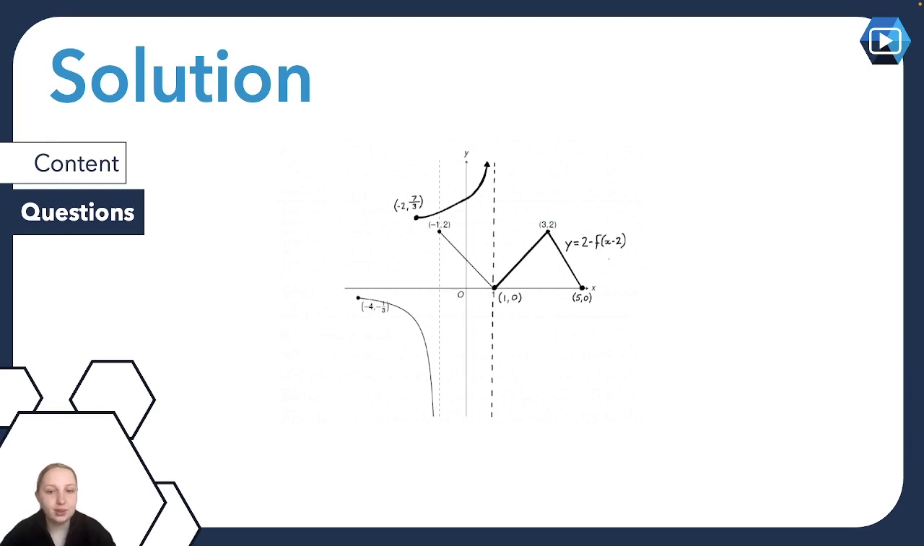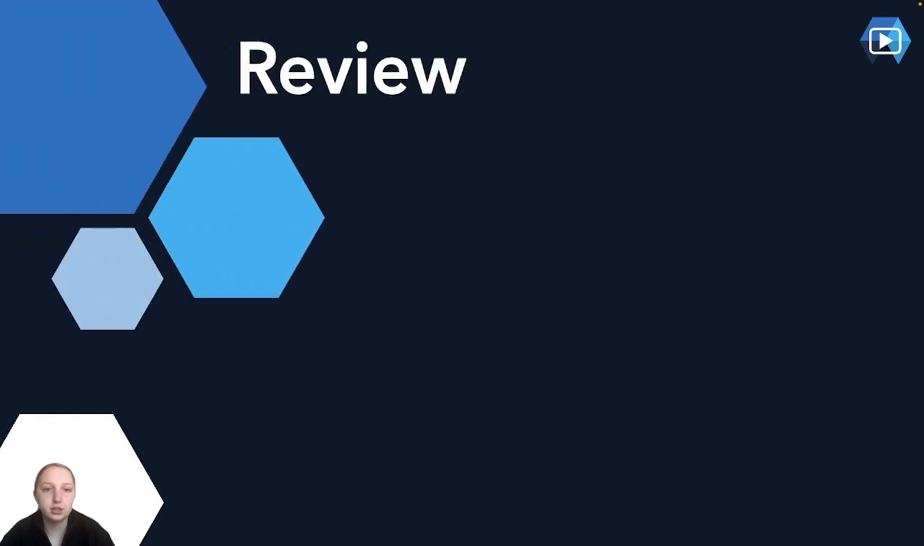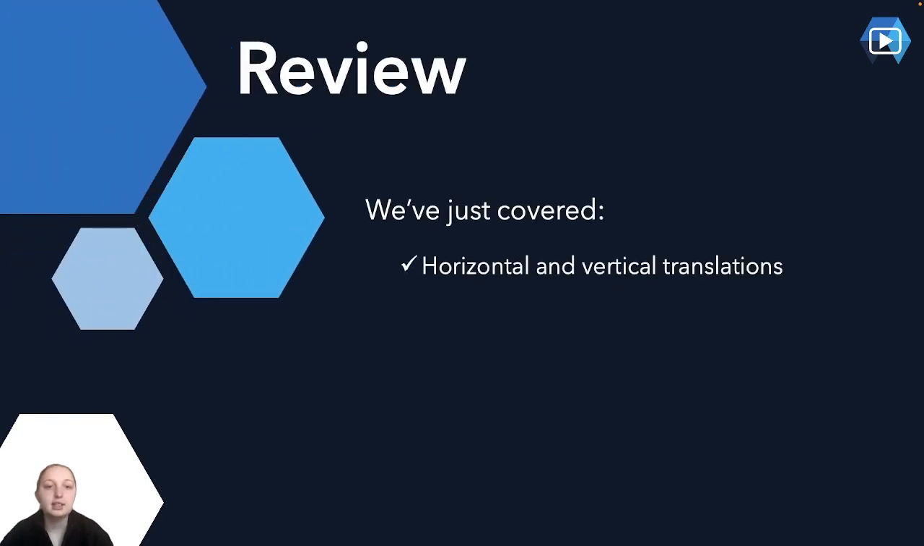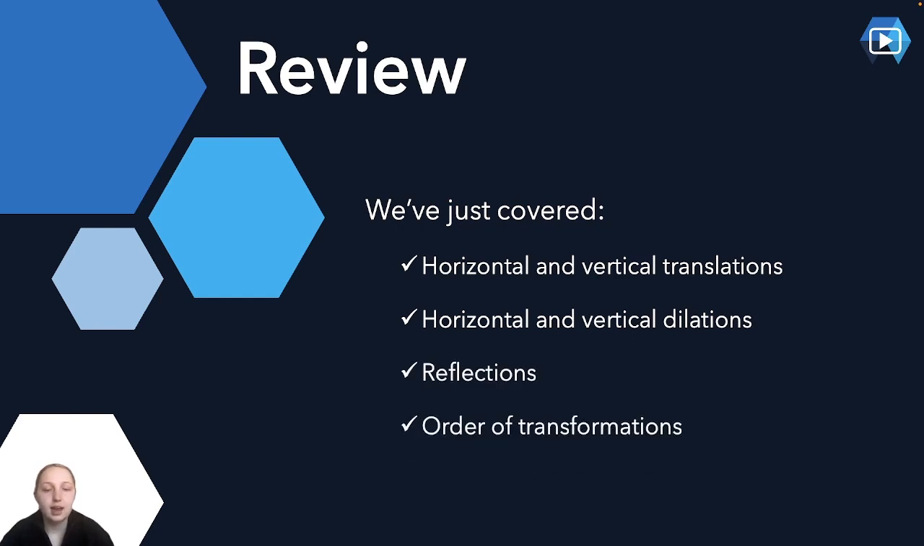So that's all for today's questions. So we'll have a bit of a review to look at what we've done in today's video on function transformations. Today, we've covered horizontal and vertical translations, how to do both of them and what both of them mean within an equation. We've had a look at horizontal and vertical dilations, including how to do both and how to recognize where these dilations exist in an equation. We've covered reflections in the x-axis and the y-axis, as well as looking at the order of transformations.